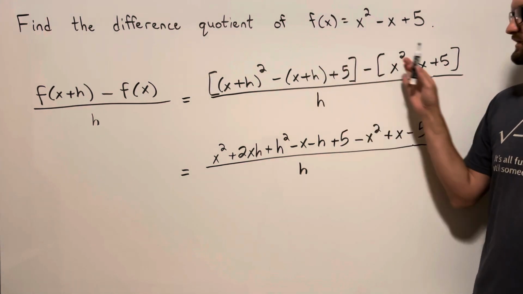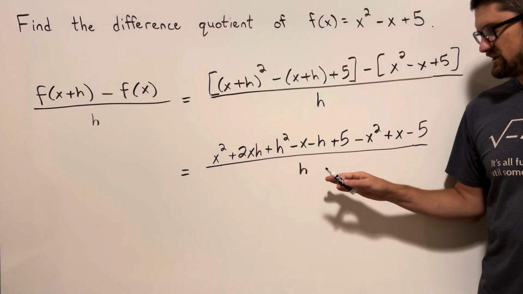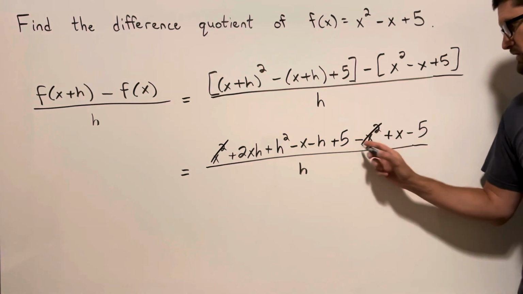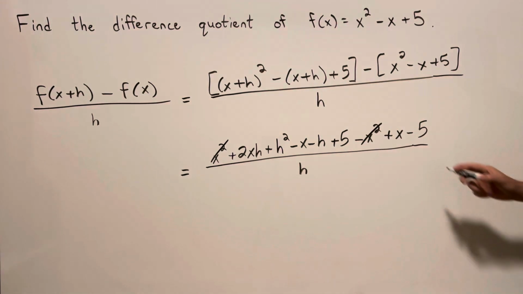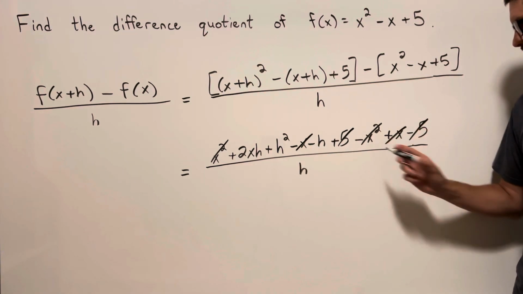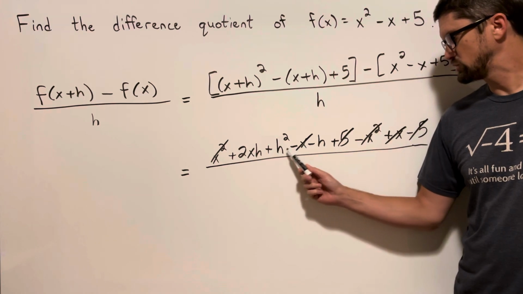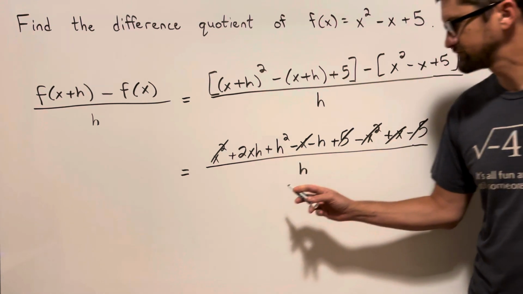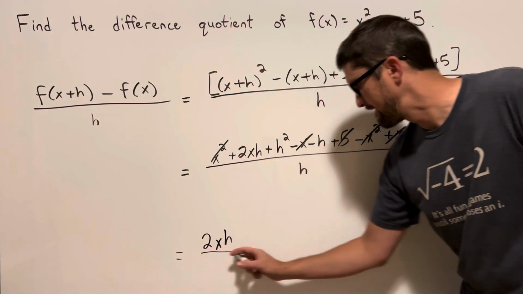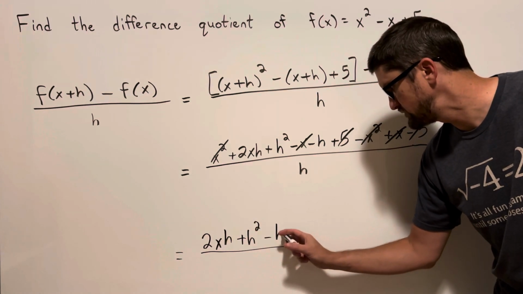All right, so we got rid of the grouping symbols. Now you can see quite a few things cancel here. The x squared minus x squared, they're gone. This 5 minus 5 is gone, and this minus x plus x is gone. So in the numerator, we're left with 2xh plus h squared minus h.